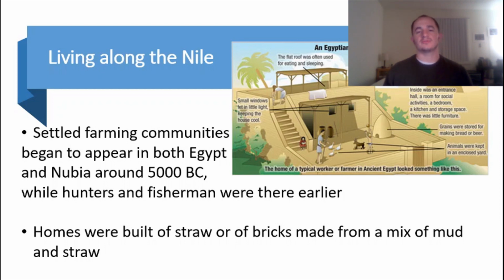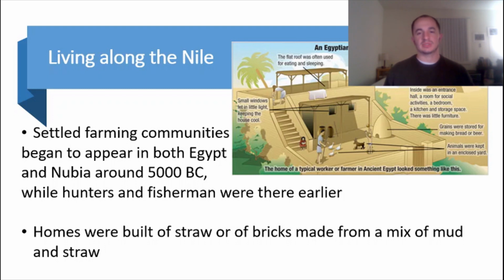So homes were built of straw or of bricks made from a mix of mud and straw, like I said earlier. So we can see an example of an Egyptian home. They often had 2 floors, and the top floor would be for a bunch of different things. You could use that to dry certain meats to allow them to last a little bit longer, among all sorts of different things.